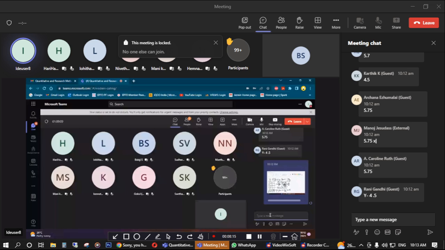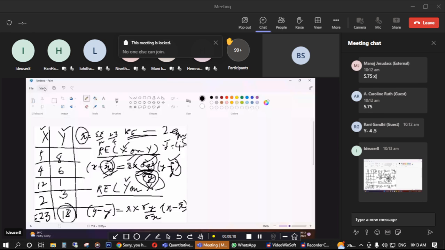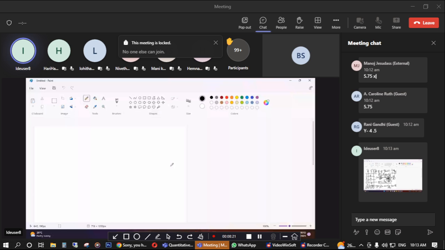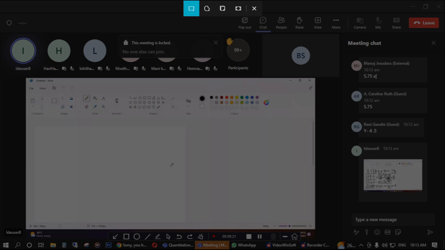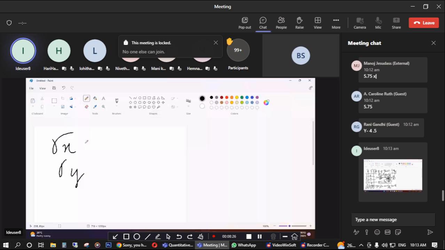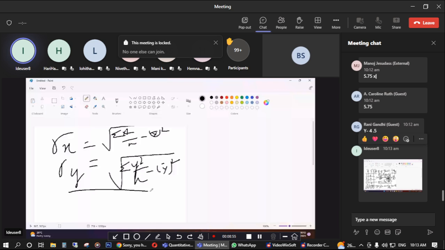So what I'm going to do is take a new one. Next I'm going to do the formula for sigma x and sigma y. You already know the formula for sigma x: square root of summation of x square divided by n minus x bar whole square. What is sigma y? Just replace it by y: summation of y square divided by n minus y bar whole square.